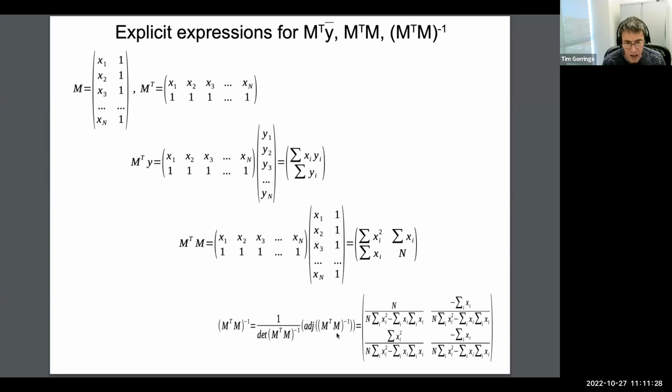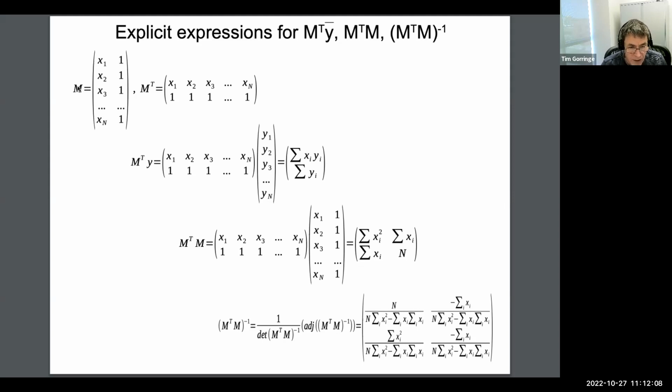So on this slide, I've just documented the various quantities that we used on the previous slide. So if you remember, there was the matrix M and its transpose. There was, importantly, a product of the transpose of the matrix with the dependent data vector. And then there was also, importantly, the product of the matrix and its transpose, and the inverse of that product of the matrix and its transpose. And I've written all of those quantities down here.